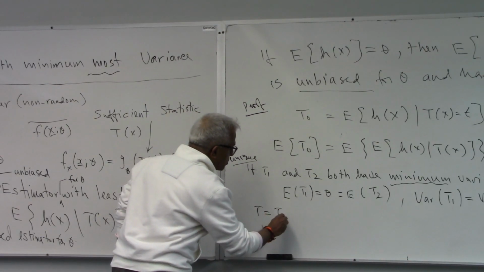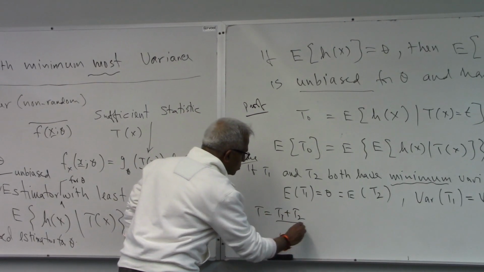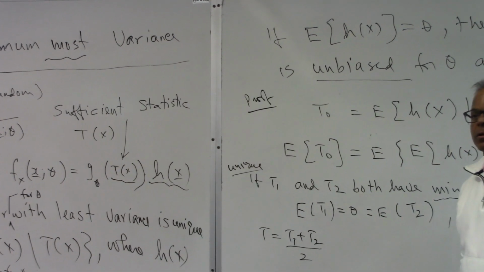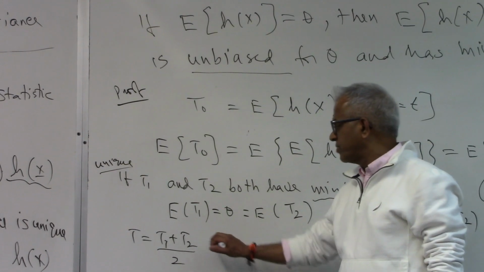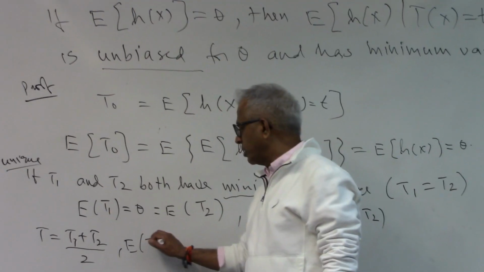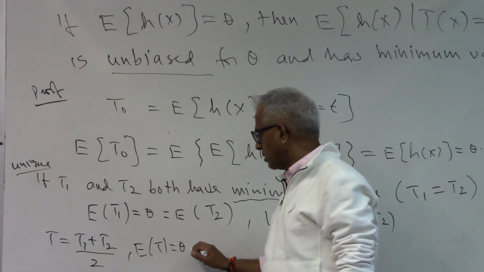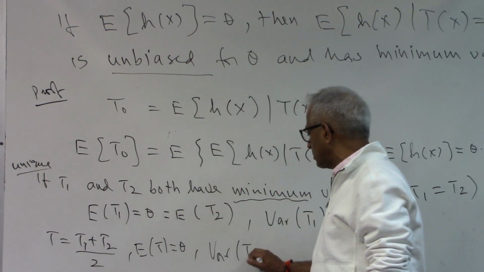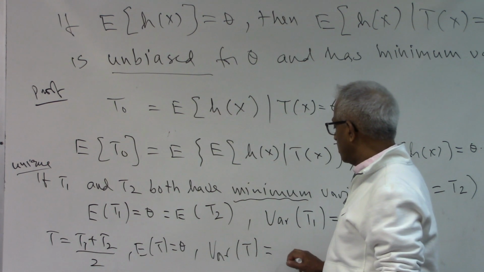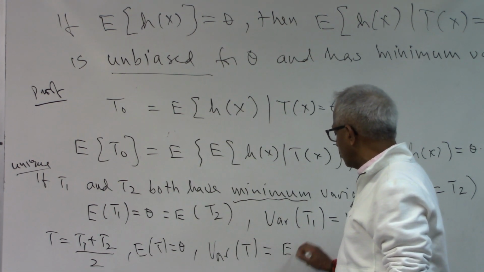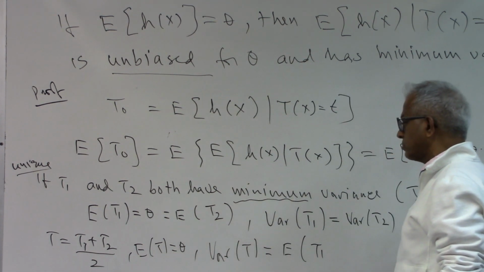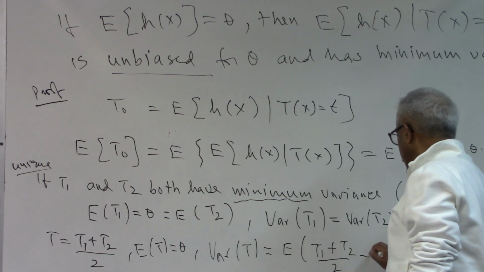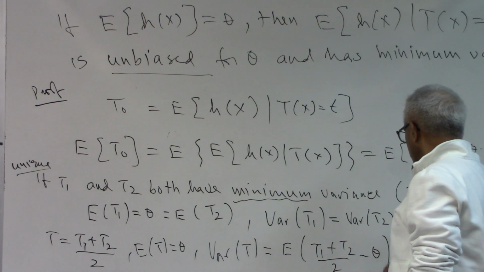Take T to be (T1 plus T2) by 2. Then what is the mean of T? Anybody? The mean of T, as you can see, is theta. So that's unbiased. And let's compute the variance. So the variance of T is the expected value of ((T1 plus T2) by 2 minus theta), the whole squared, right?